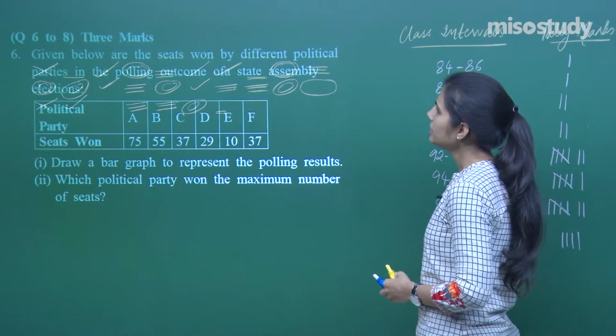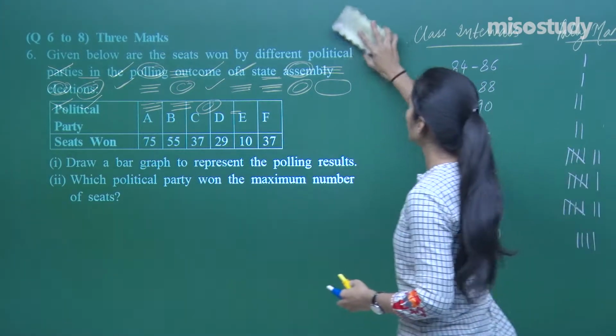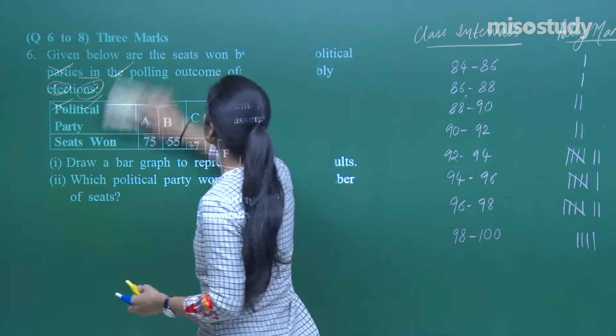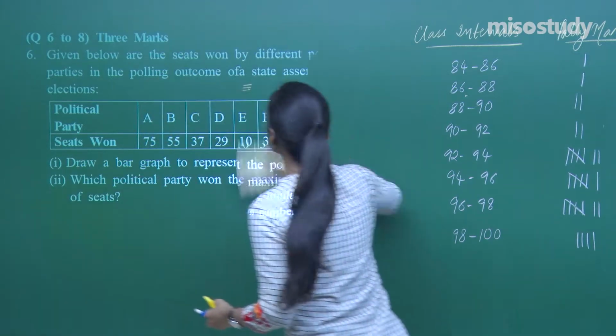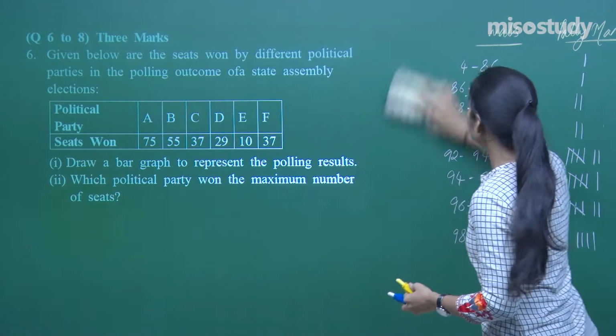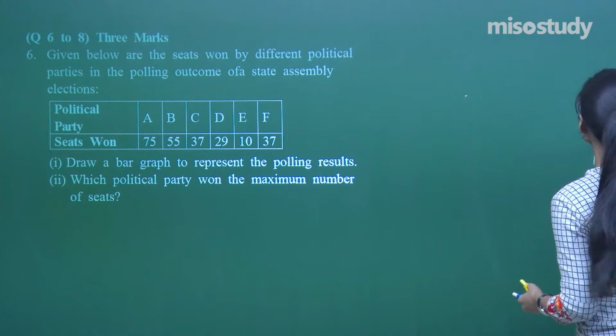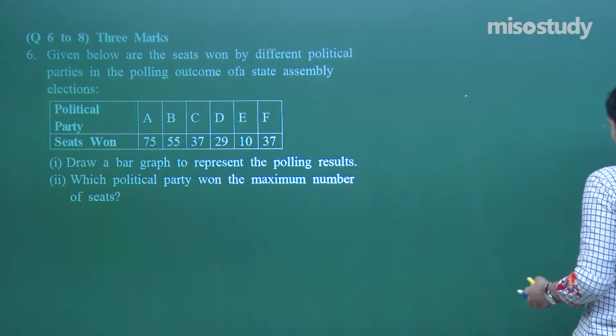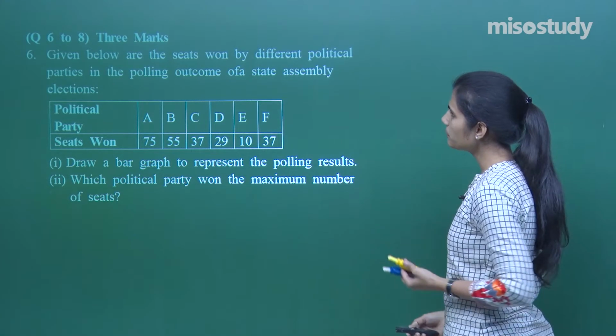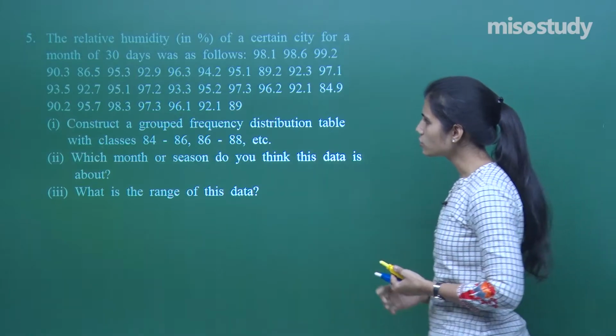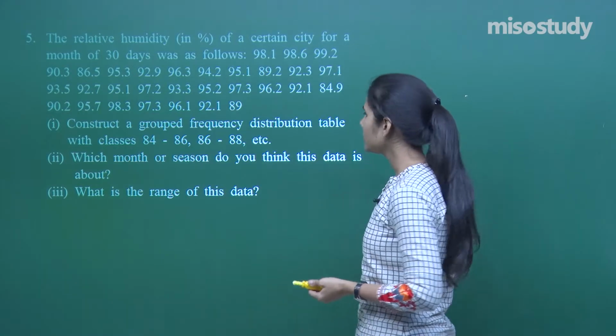It says that given below are the seats won by different political parties in the polling outcome of a state assembly. Draw a bar graph. Let's first move to the backward question. It was also saying which month or season do you think this data is about.